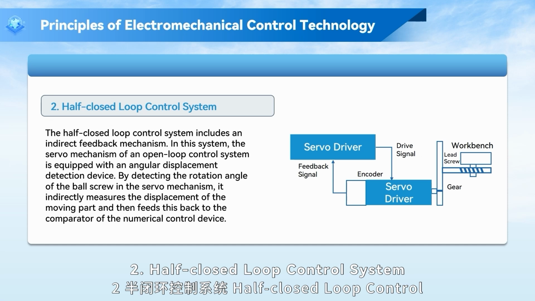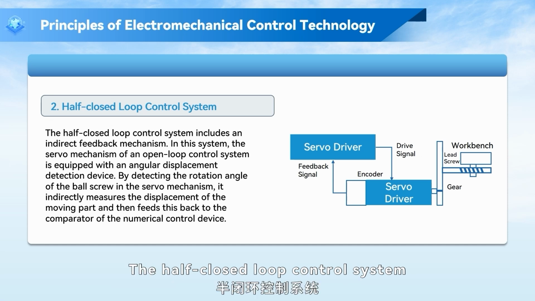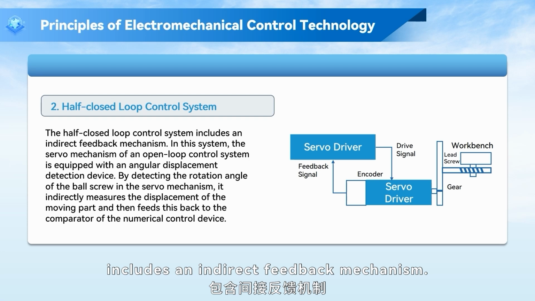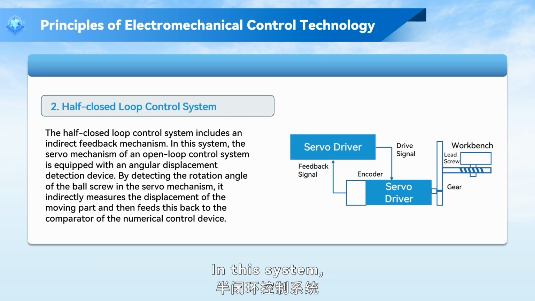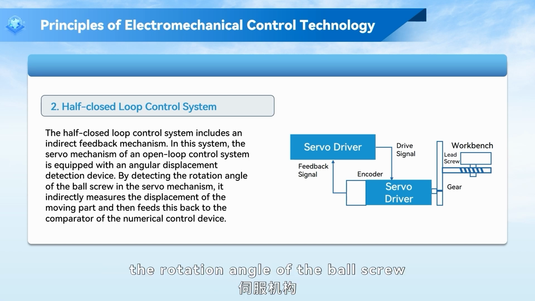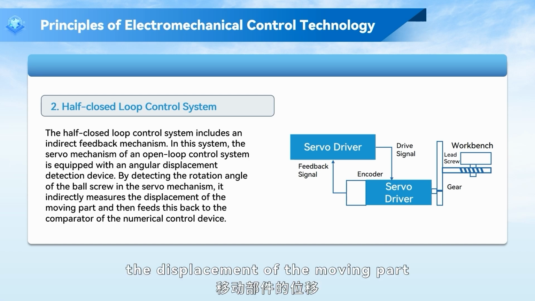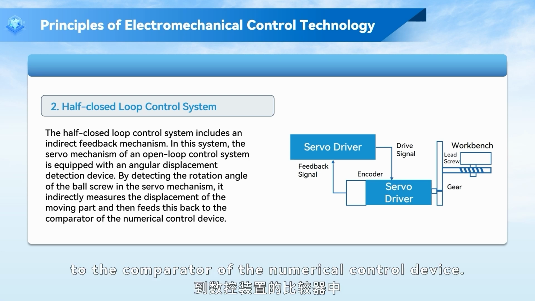2. Half-closed loop control system. The half-closed loop control system includes an indirect feedback mechanism. In this system, the servo mechanism of an open-loop control system is equipped with an angular displacement detection device. By detecting the rotation angle of the ball screw in the servo mechanism, it indirectly measures the displacement of the moving part and then feeds this back to the comparator of the numerical control device.